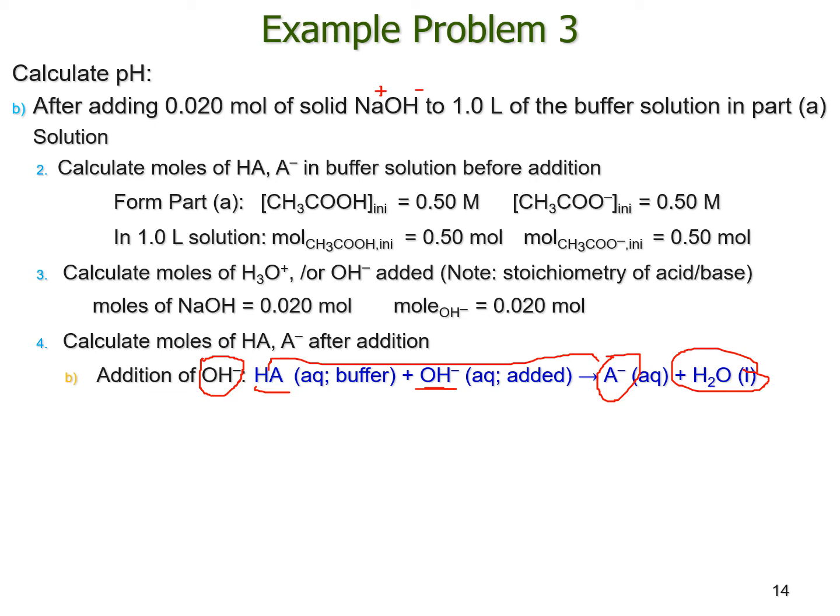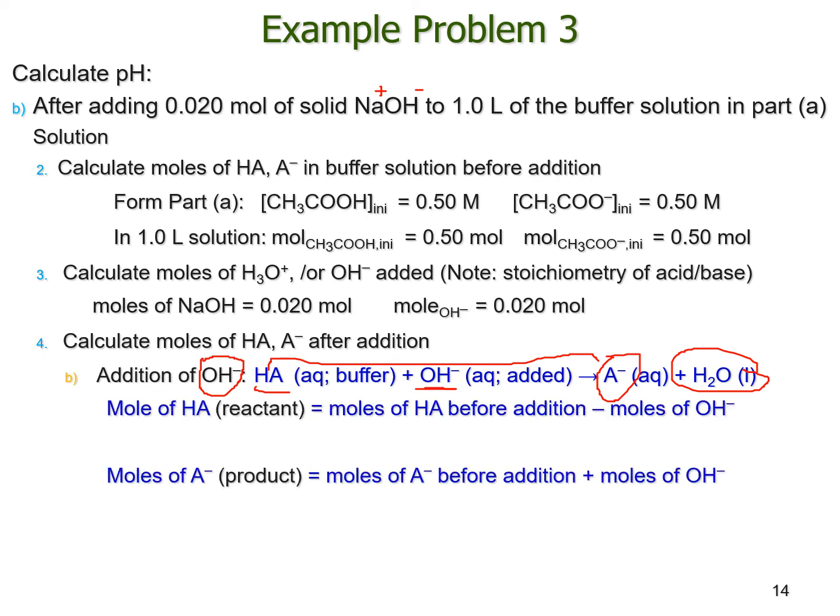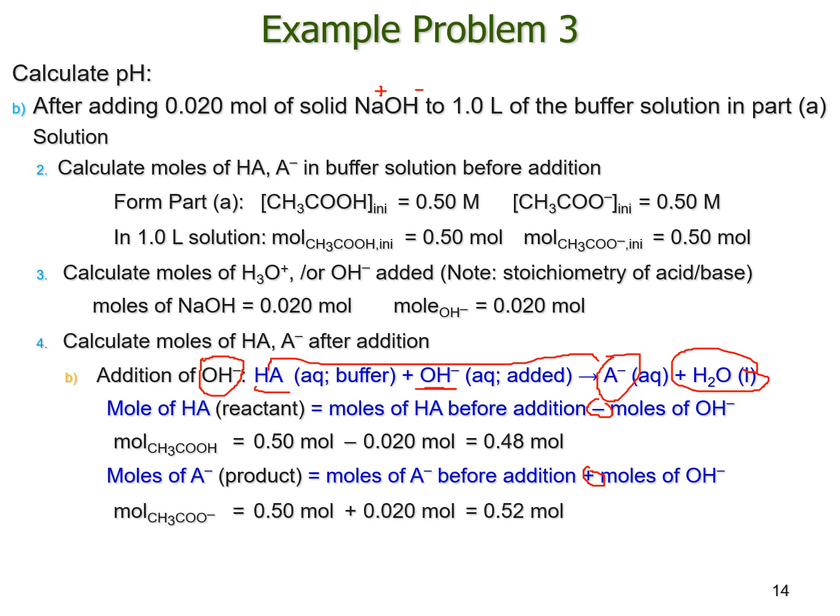Remember, for the product, the amount increases, so that's going to be a plus. For the reactant, that's going to be a minus. All right, so let's carry out the calculation. So moles of acid got decreased by 0.02 moles, and the moles of conjugate base is increased by 0.02 moles, becomes 0.52 moles.